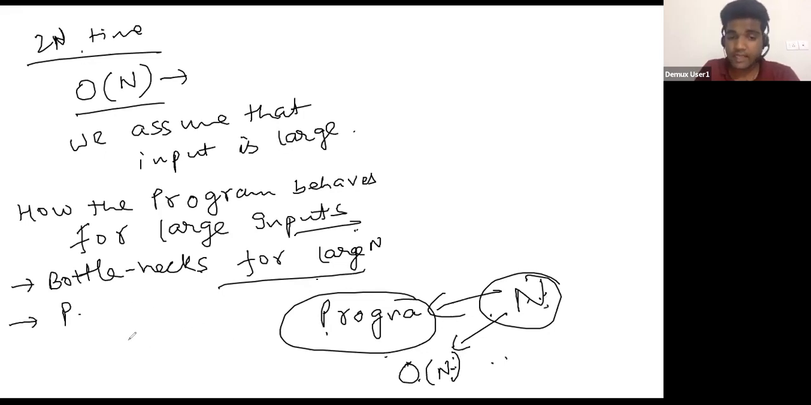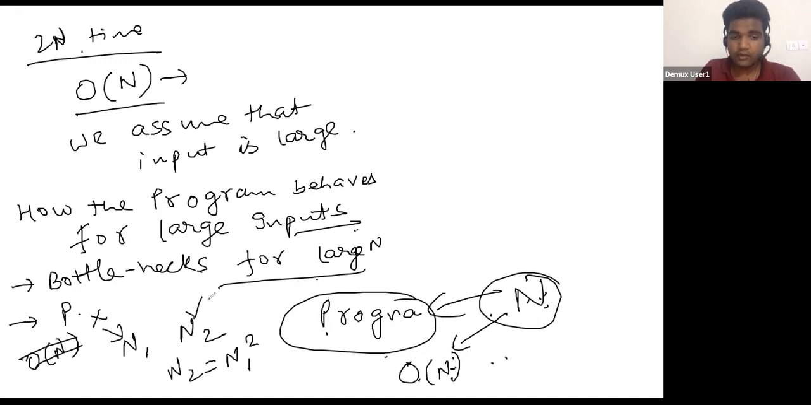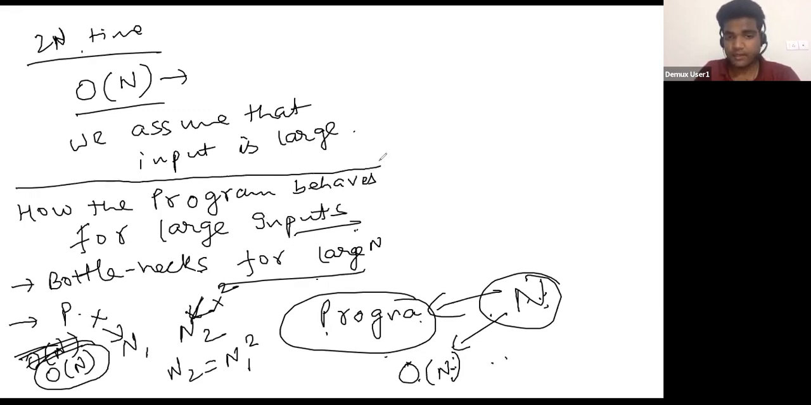So for large n's, if you take two very large n's, n1 and n2, such that n2 is n1 square, and your program is taking order n, then basically, if your program is taking x time for n1, then for n2 it is taking x square time. That's what you mean when you say that the program is order n, right? Do you get this? Do people get what I'm trying to say here?